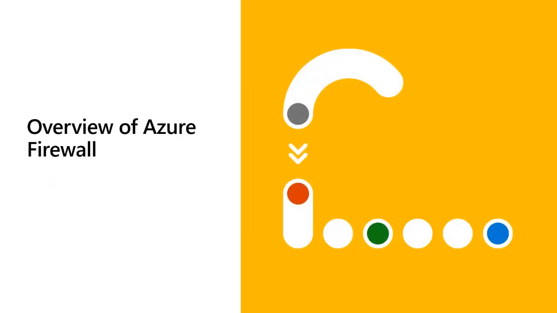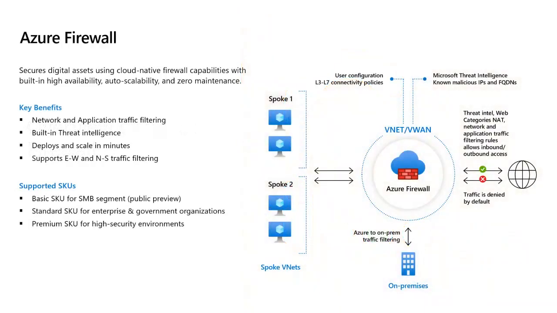All right, so let's get started with an overview of what Azure Firewall is. Azure Firewall is a cloud-native and intelligent network firewall security service that provides the best-of-breed threat protection for your cloud workloads that are running in Azure. It is a fully stateful firewall as a service with built-in high availability and unrestricted cloud scalability. It provides both east-west and north-south traffic inspection, and it also provides outbound SNAT support and inbound DNAT support.